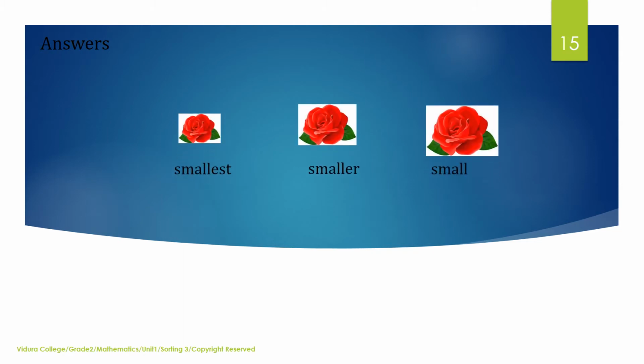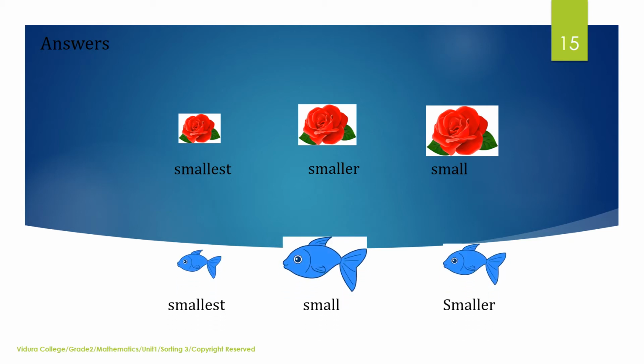Let's look at the answers. The roses, first we have the smallest flower. Then we have a smaller. Then the small. Fish, smallest, small and smaller.